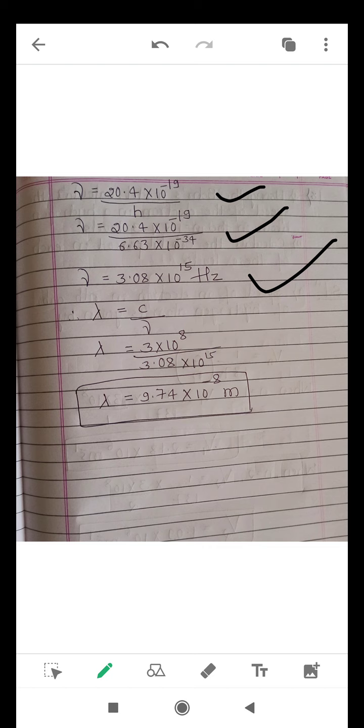Next we'll calculate the wavelength. So nu is equal to c by lambda. So we need to get the equation for lambda now. Therefore lambda is equal to c by nu. C is the constant velocity of light. Nu we determined in this step. So by substituting the values we will get lambda as 9.74 into 10 to the power minus 8 meters. So this is how we can calculate frequency and wavelength using the energy value.